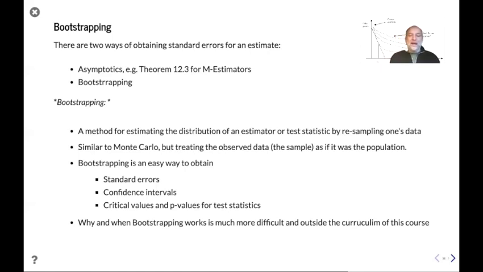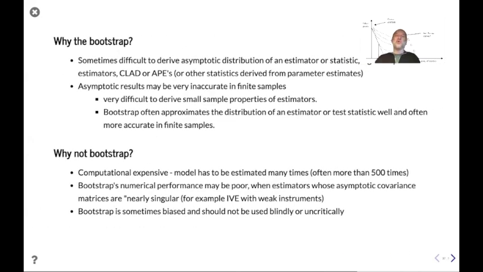And then when and why this works is much more difficult, and way outside the curriculum of a second-year course in econometrics. So don't worry about that. You will get there if you want to be an econometrician, but here's a few words about why you want to do it, and why you don't want to do it sometimes.